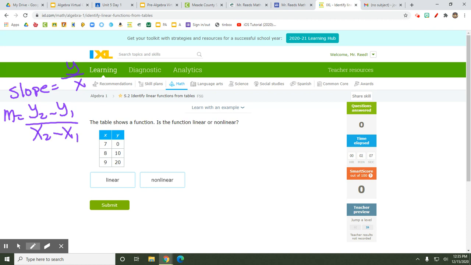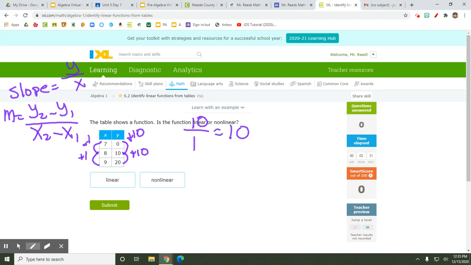But if I wanted to, I could try to find a slope. We're looking for a pattern. If I start with my y's, 0 to 10, I added 10. 10 to 20, I added 10. So my change in y would be 10. My change in x, 7 to 8, I added 1. 8 to 9, I added 1. So my change in x is consistent. We add 1, giving us a slope of 10.